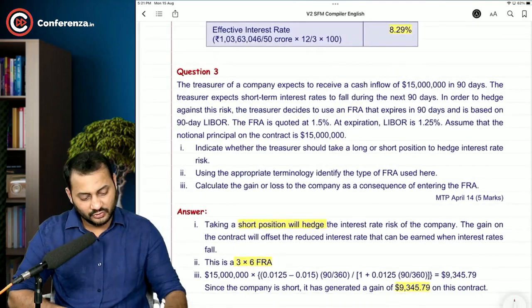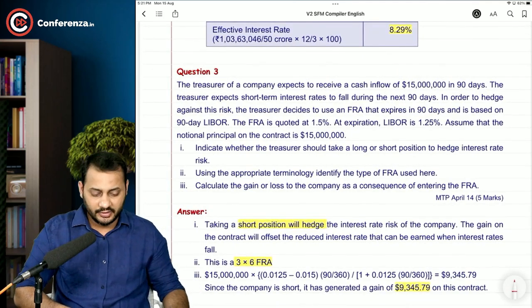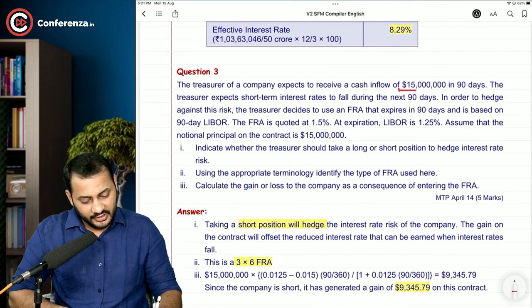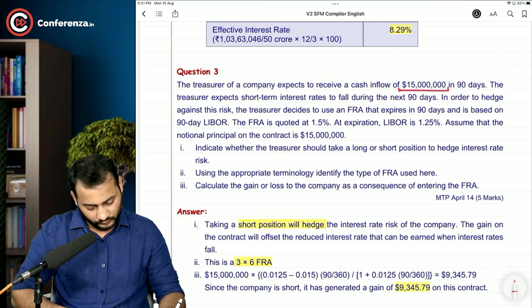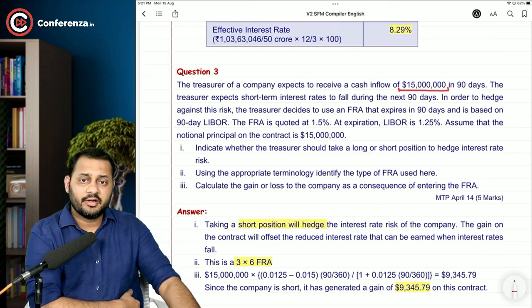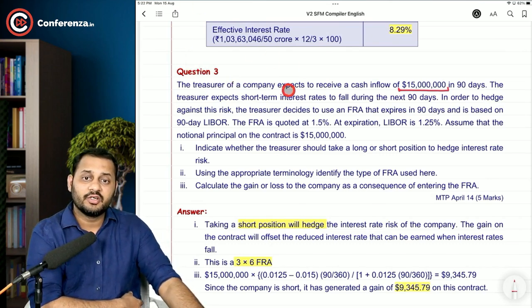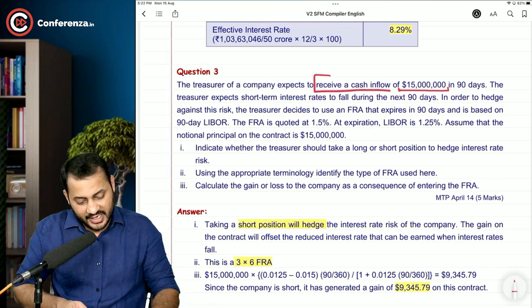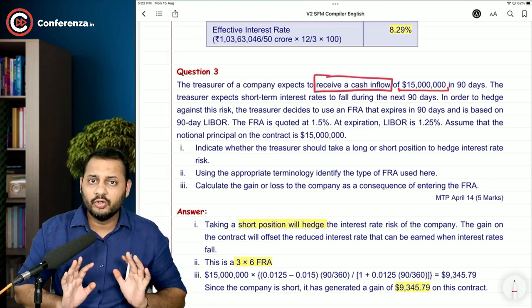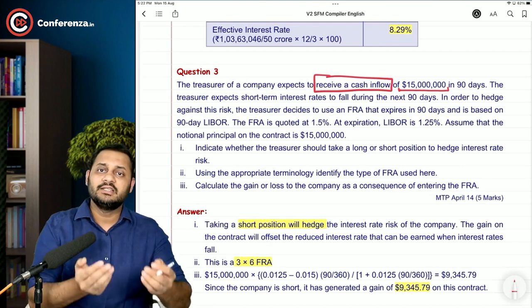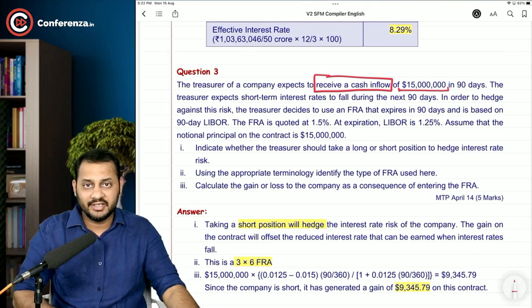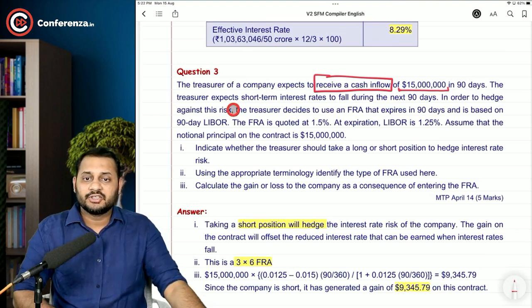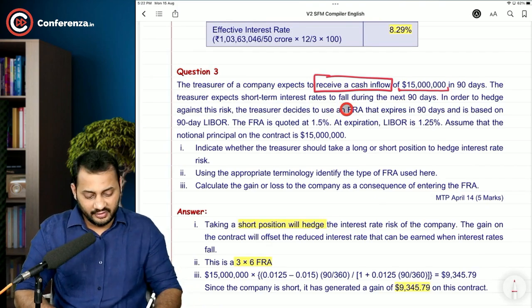Acha, question number 3 is also same, but let me just take it quickly. The loan period in this case is $15 million. Understand. The treasurer of a company expects to receive a cash inflow. We don't want loan in this case. We will be receiving the surplus amount, this cash inflow of $15 million in 90 days. The treasurer expects a short-term interest rate to fall. The risk is to fall.